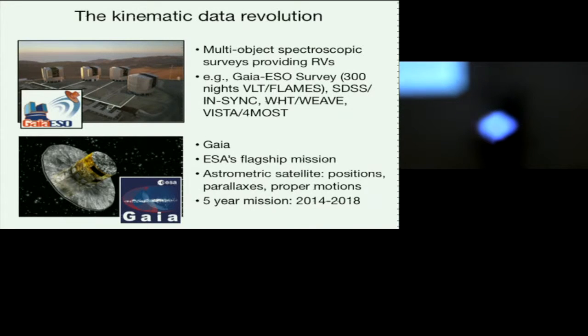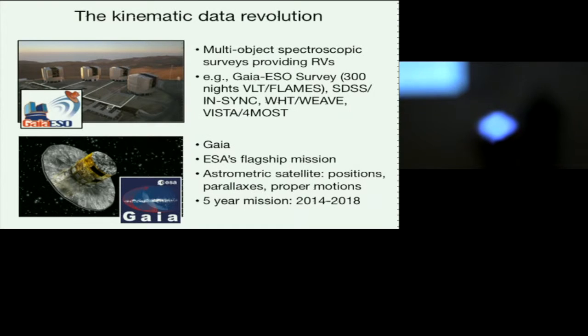But there is also a near-infrared spectroscopic survey called INSYNC, and in the next few years we'll see other facilities such as WEAVE on the WHT and MOONS on VISTA. All of these are targeting young stars in clusters, in the field, and in star-forming regions, and are informing us of their kinematics. This data is also going to be complemented very soon by data from Gaia.